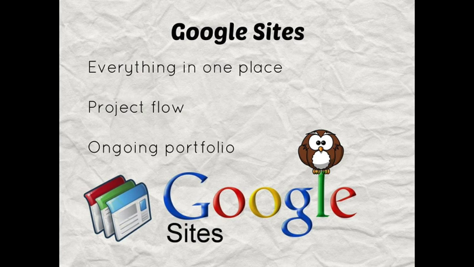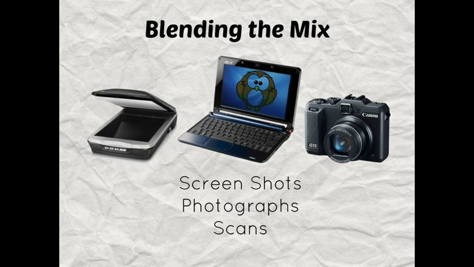We use a variety of pieces of equipment in the classroom in order to blend the mix. I have an A3 scanner where we scan the students' work and upload the images onto their Google Sites. We've always got cameras available. We're always photographing their model work as it's happening so that they've got an ongoing record. And the students take screenshots on their Chromebooks and on their netbooks of everything that they design online.